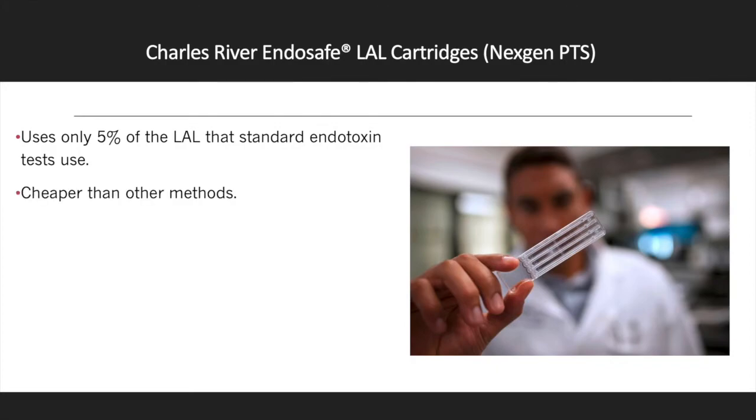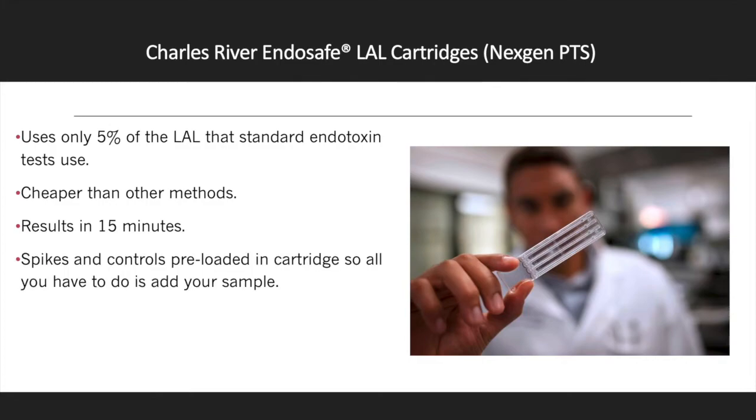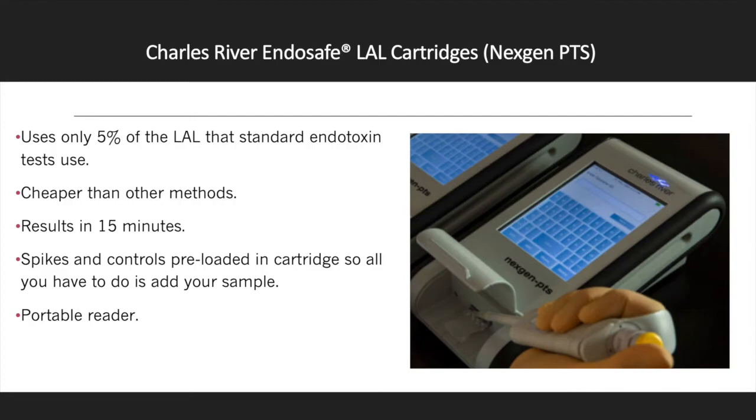You get results in 15 minutes, and spikes and positive controls are preloaded into this cartridge. So all you have to do is add your sample, and I thought that was really neat. There's a portable reader, and again, it's a very simple reader. Once you've inserted your sample, the reader reads your sample in 15 minutes.